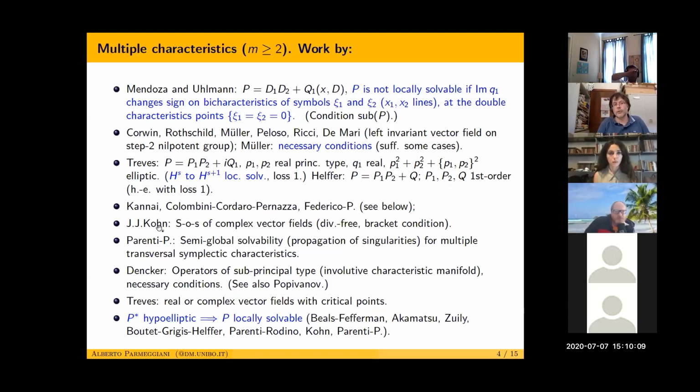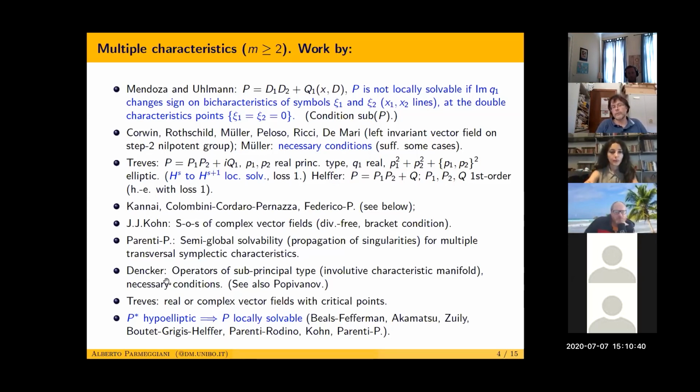Then let me mention also the work by J.J. Kohn about sums of squares of complex vector fields. That must be divergence free, but anyway. And then also some papers by myself and Cesare Parenti about semi-global solvability. These are results for multiple transversal symplectic characteristics. So these are very degenerate operators. But I'm not going to talk any further, and I'm not going to recall what semi-global solvability means.